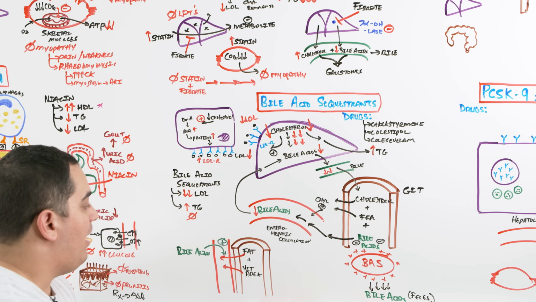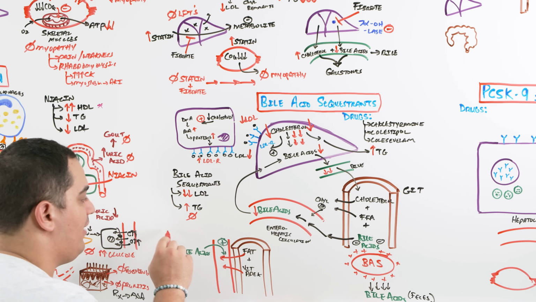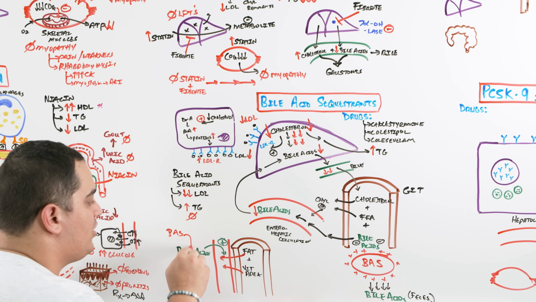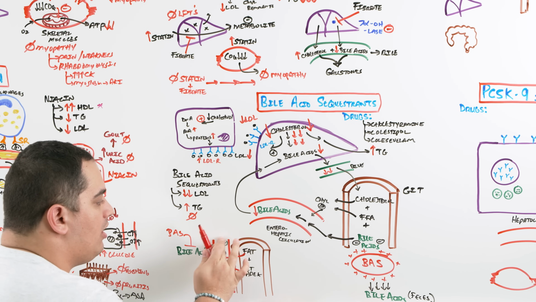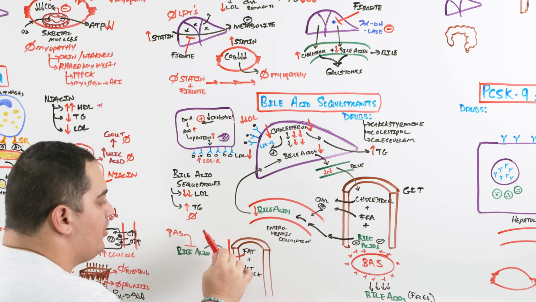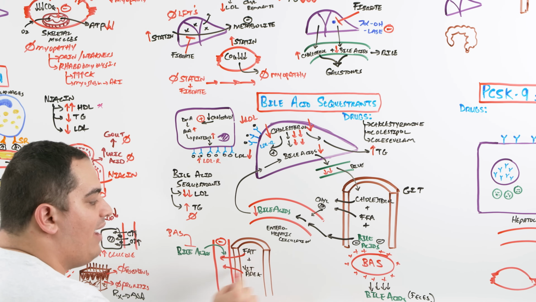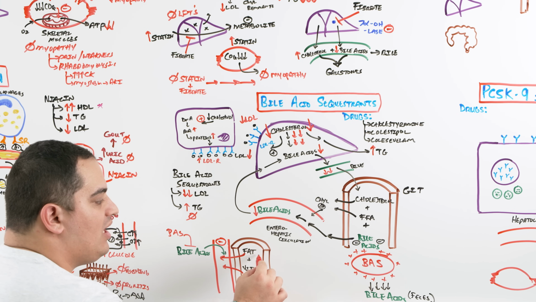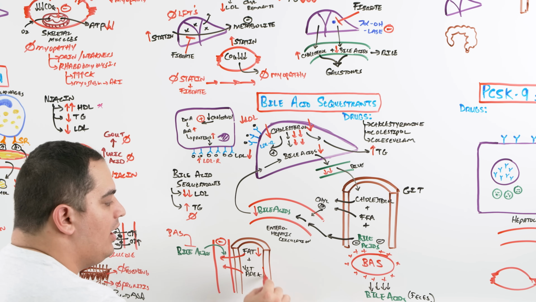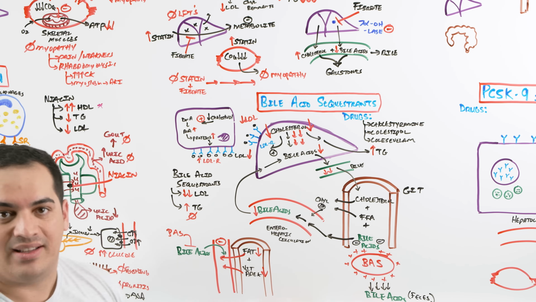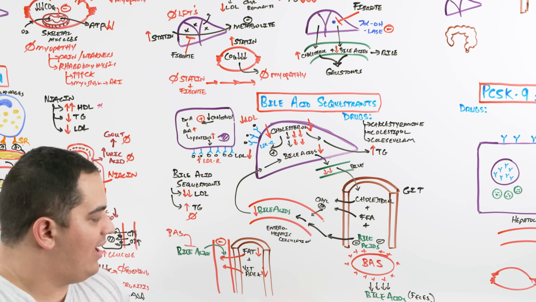No. So when I give a bile acid sequestrant, that is going to inhibit bile acids. The bile acids will no longer be able to enhance the absorption of fat and fat-soluble vitamins. So what happens to the absorption? You decrease the absorption of fat and you decrease the absorption of fat-soluble vitamins. There's one more downside.